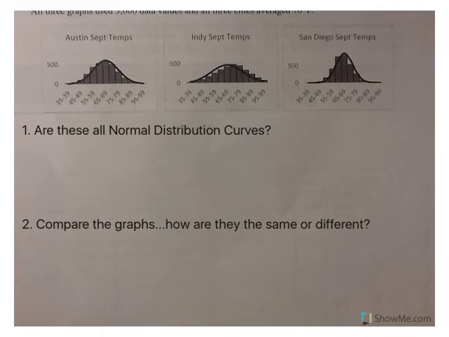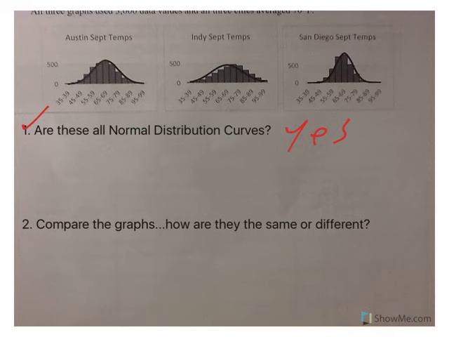All right, and let's go more into the distribution of the weights. You see three curves here. We have three cities, Austin, Indianapolis, and San Diego, and they all have normal distribution curves. And I just answered number one because you see they have the bell curve on them and they're all approximately normal. But they are all a little bit different. So let's talk about these. How are they the same?